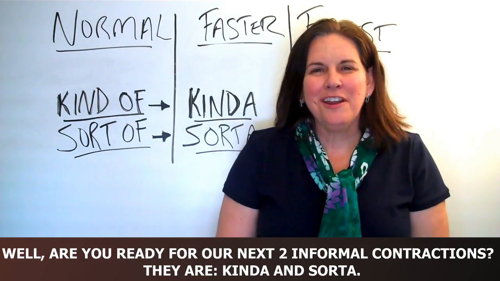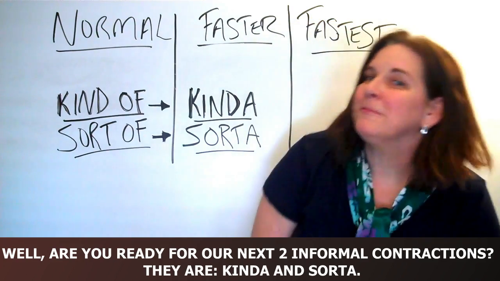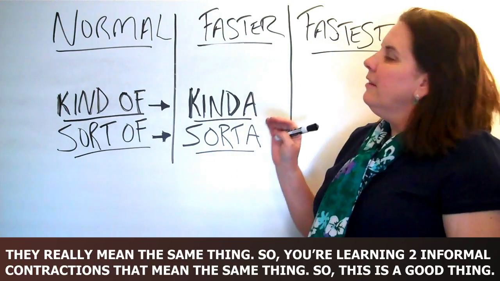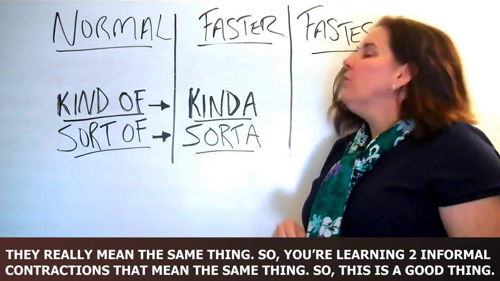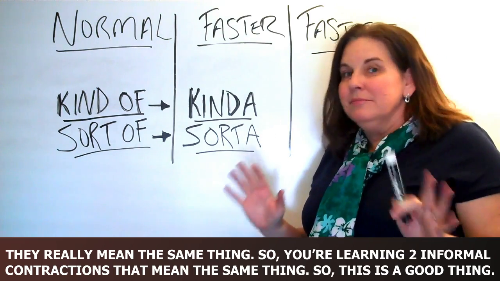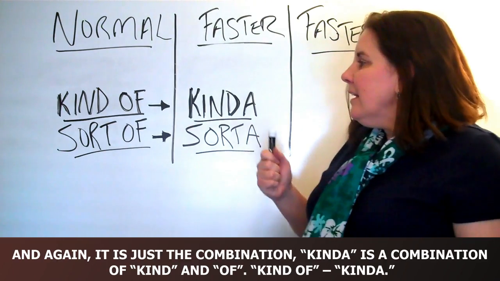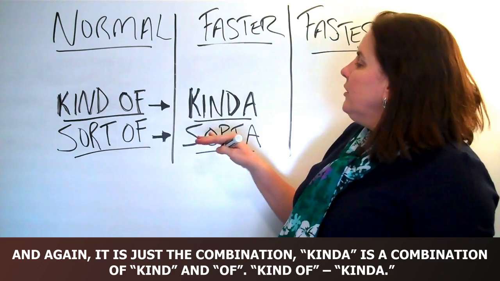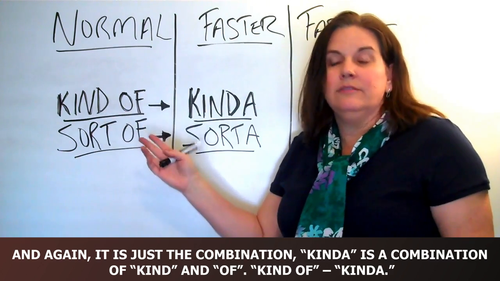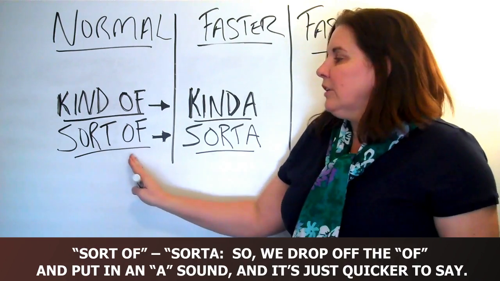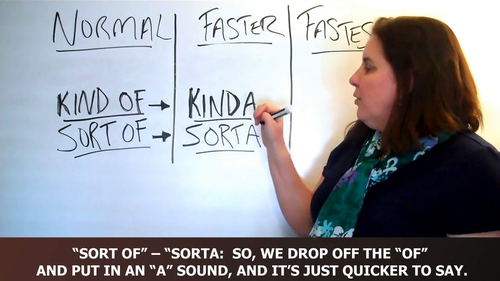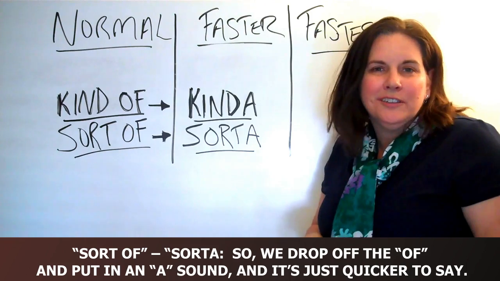Well, are you ready for our next two informal contractions? They are kinda and sorta. Now, they really mean the same thing. So, you're learning two informal contractions that mean the same thing. So, this is a good thing. And again, kinda is a combination of kind and of. Kind of. Kinda. Sort of. Sorta. So we drop off the of and put in an A sound, and it's just quicker to say.